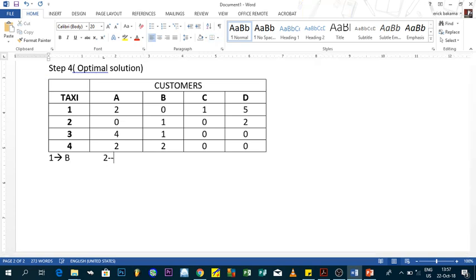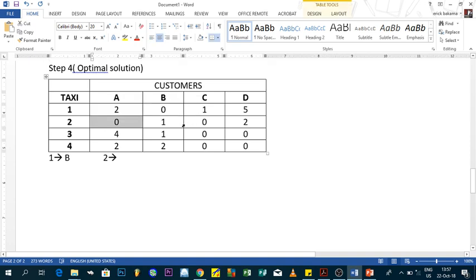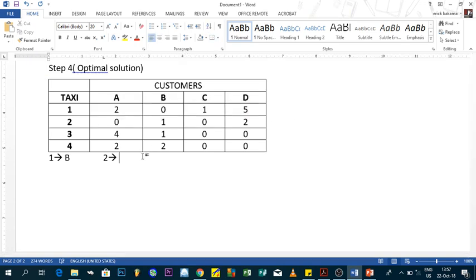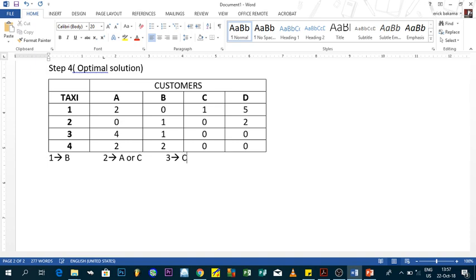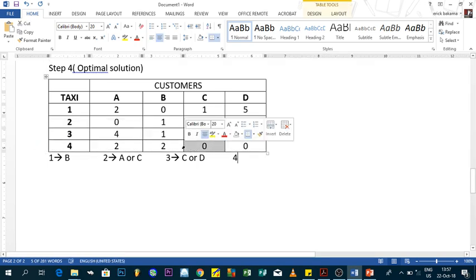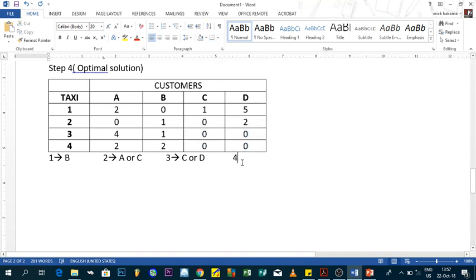Taxi driver 2, how many options does he have? He has 2 options. He can go either with A or with C. So we have A where he can go, or C. Then we go to 3. How many options does he have? He has 2 options, C or D. So when I do like this, we get C or D. Then we have 4. Who is the last one? How many options does he have? Like 3, he also has C or D. So we write C or D.